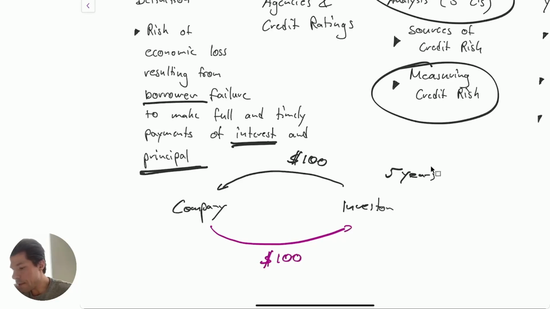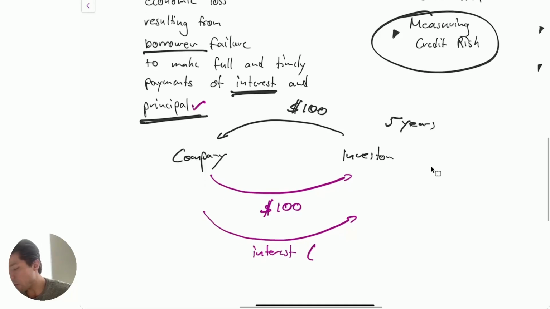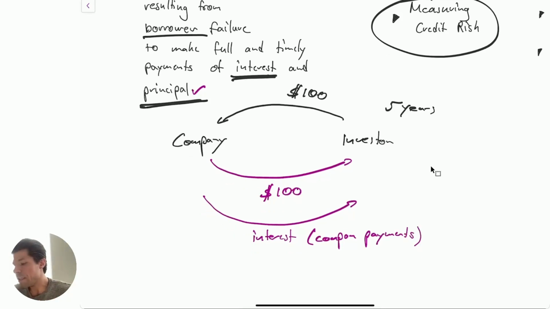the principal, and throughout the 5 years, the investor wants to have a return. Otherwise, why should the investor provide capital to the company? The company also pays interest. And interest on bonds or debt instruments are called coupon payments. This is basically the compensation for the investor that you provide capital to the company.